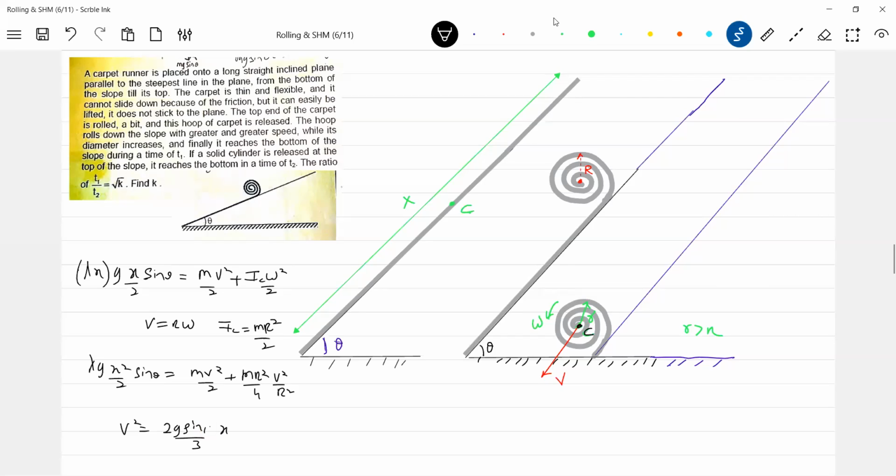Now what is x? First, the diagram is very important. I'm telling this: maximum students, they fight with it only, because it's some sort of laziness. They say, sir, waste of time.